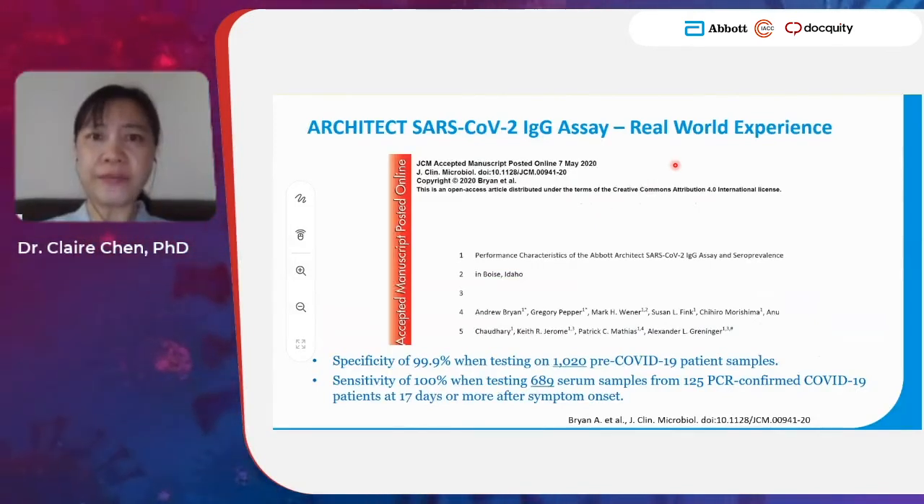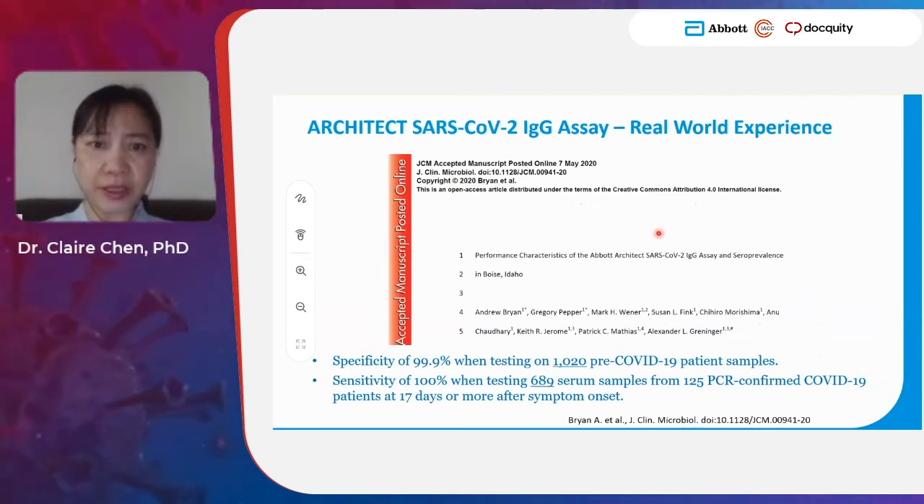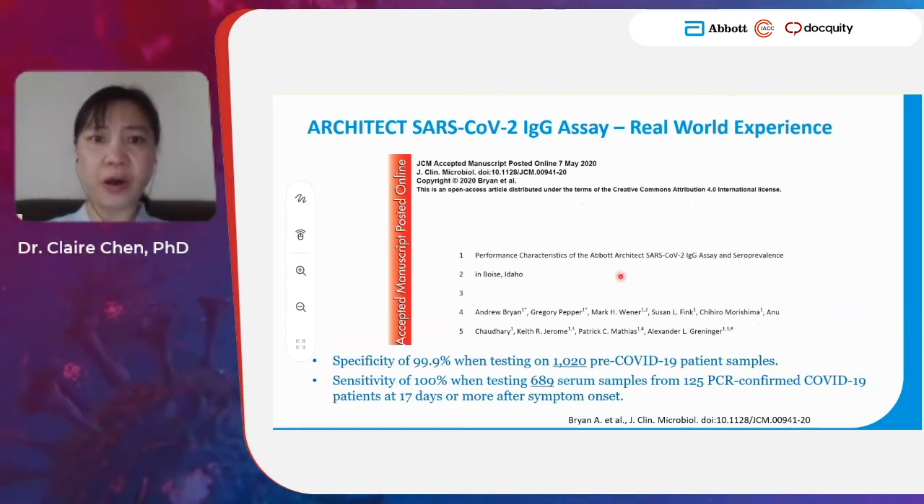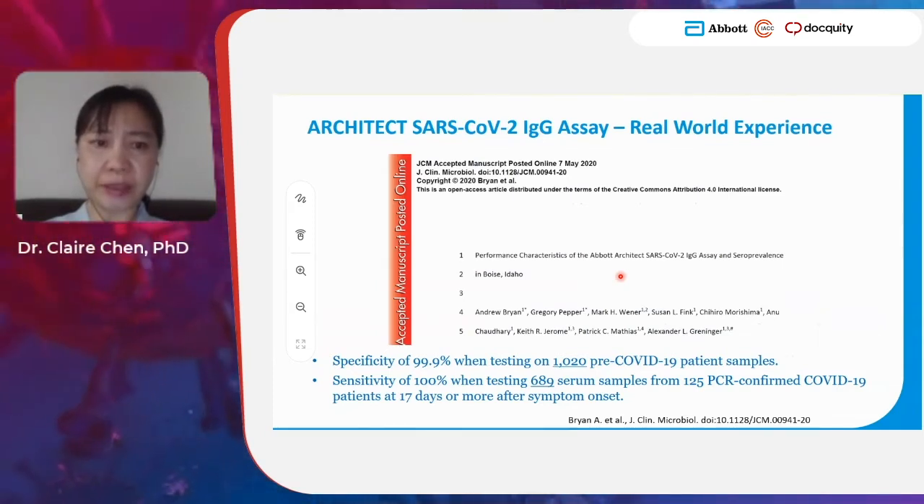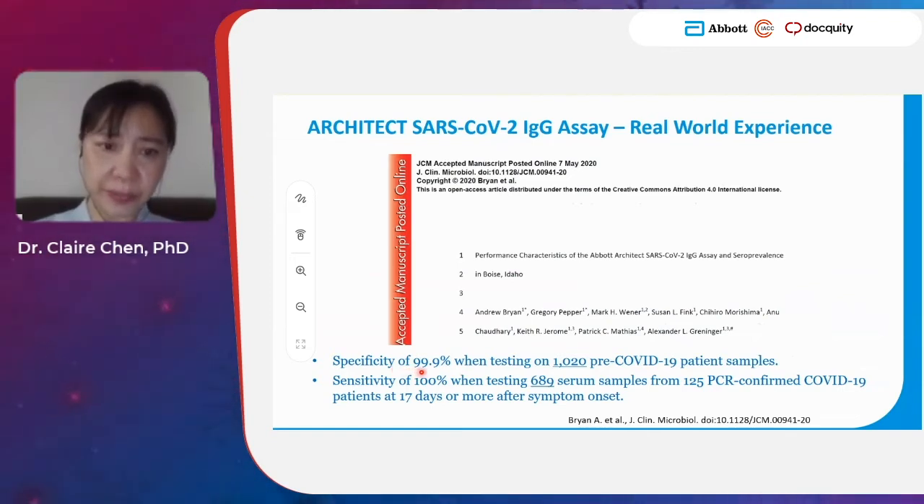And this is actually the real-world experience from our users. This is a publication published by the University of Washington. The doctors there evaluated our assay in relation to sensitivity and specificity. They evaluated more than 1,000 pre-COVID samples, and they found the specificity of our assay is 99.9%, which is even higher than what we claim.